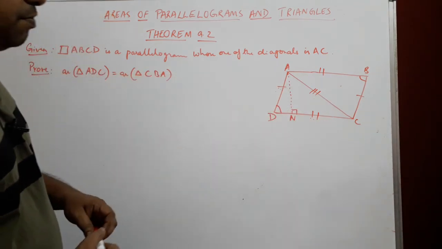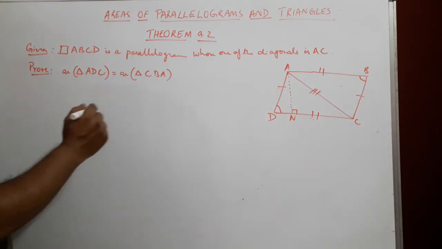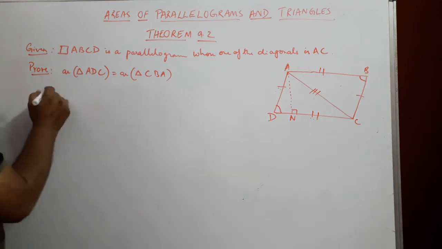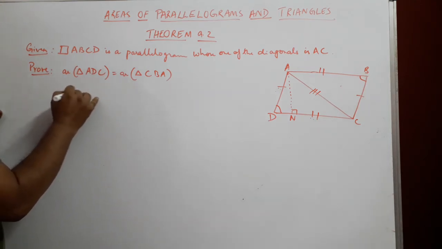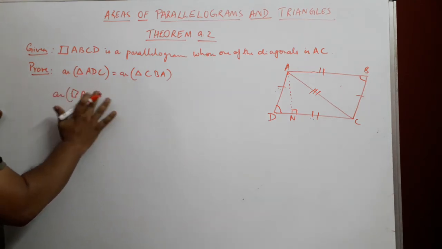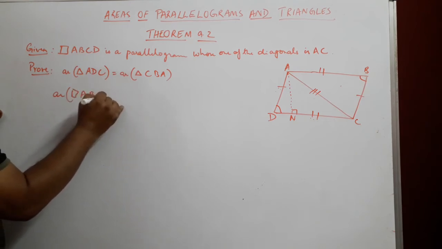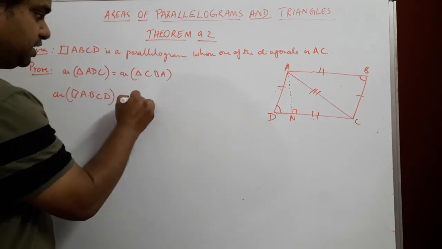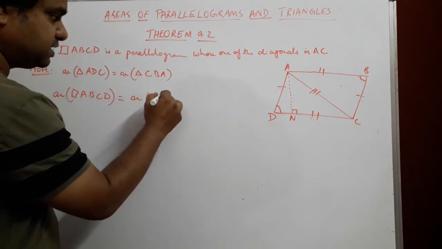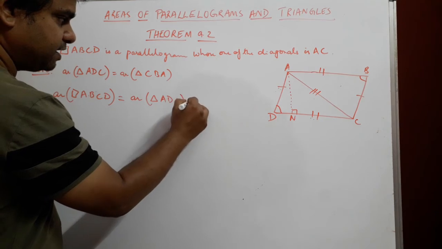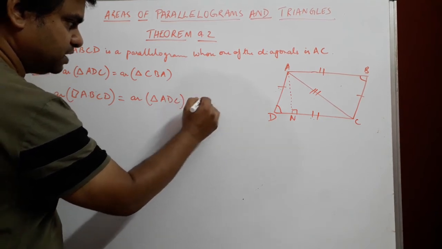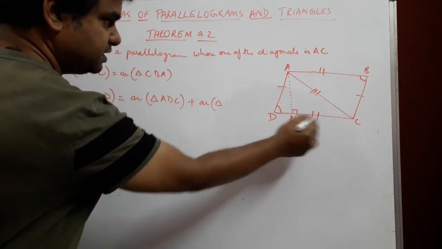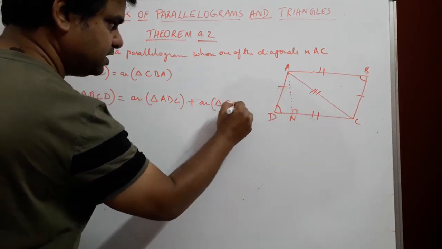I've just constructed AN perpendicular to DC, and the entire parallelogram, that is the area of ABCD, can be said equal to the area of triangles ADC plus the area of triangle CBA.